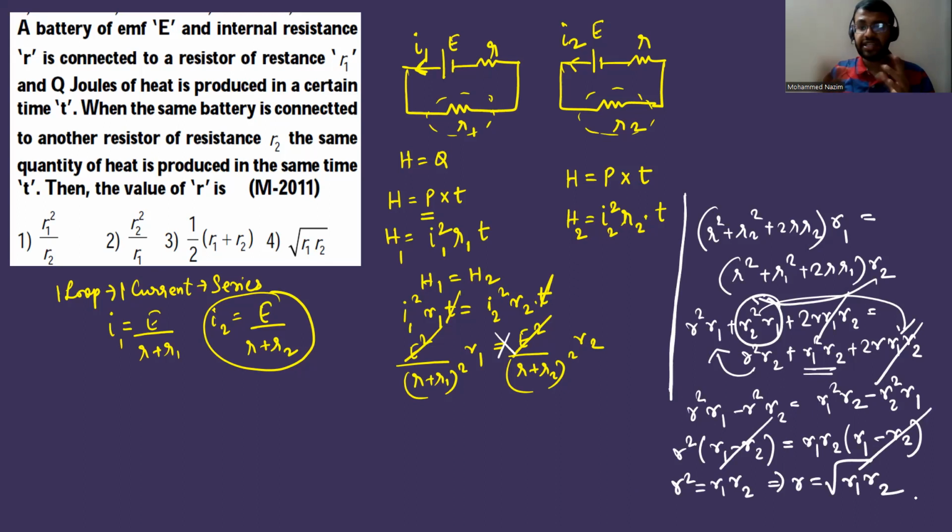So it's just equating the heat produced in both the cases. Heat is power into time, which is I square R into T. And obviously it is the heat produced across the external resistor that he's speaking of in the problem. Current, how do you find? The total EMF by the total resistance. And if you simplify, you will get R as equal to root of R1 into root R2.